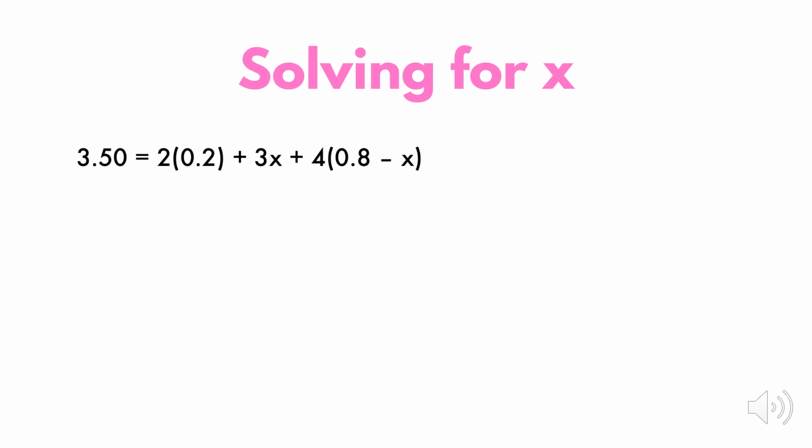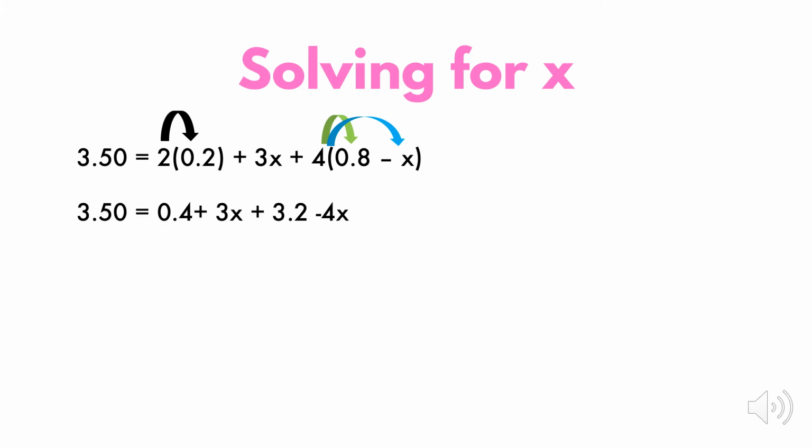Okay, so to solve for x, my first step, I started by expanding the brackets as usual. So I do 2 times 0.2, then I do 4 times 0.8, then 4 times minus x. And when I've done all of that, I end up with 3.50 equals 0.4 plus 3x plus 3.2 minus 4x. And I got the 0.4 from doing 2 times 0.2. I got the 3.2 by doing 4 times 0.8, and of course the minus 4x comes from 4 times minus x.